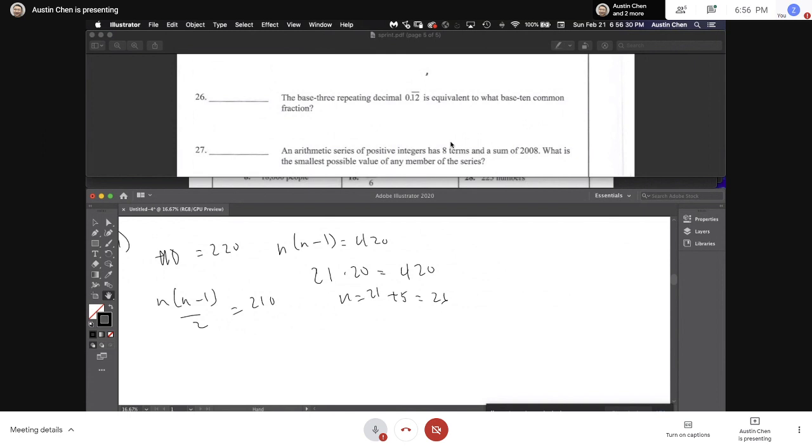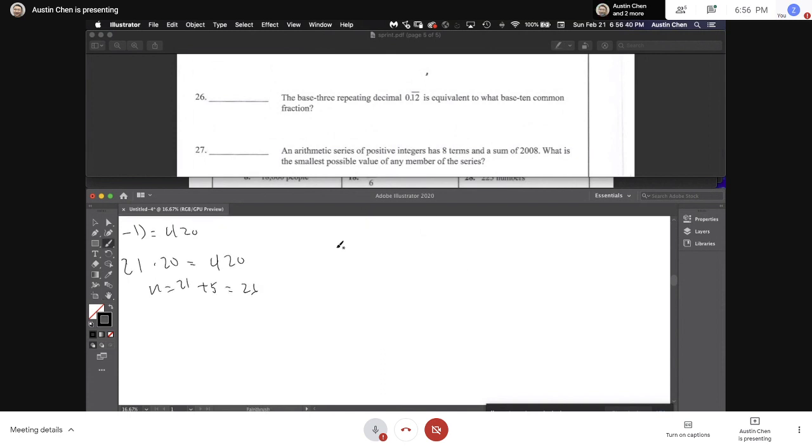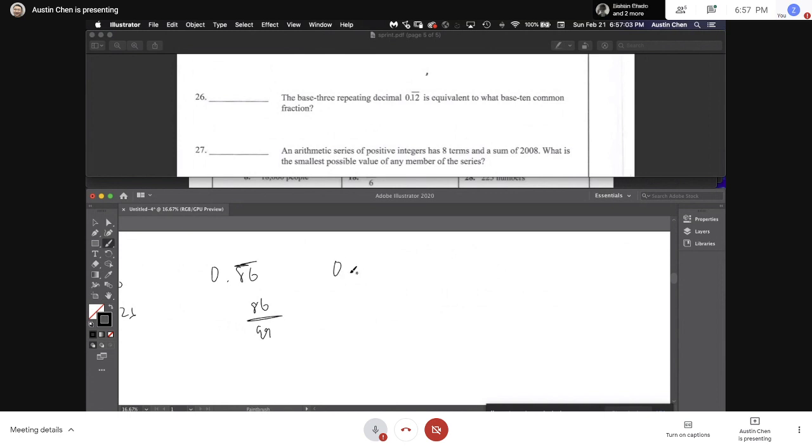Okay, the base 3 repeating decimal 0.12 repeating is equivalent to what base 10 common fraction? Okay, so usually in base 10, like if we have 0.86 repeating, how we convert this into a common base 10 fraction is we put this over 99, right? And I've talked about this in previous meetings.